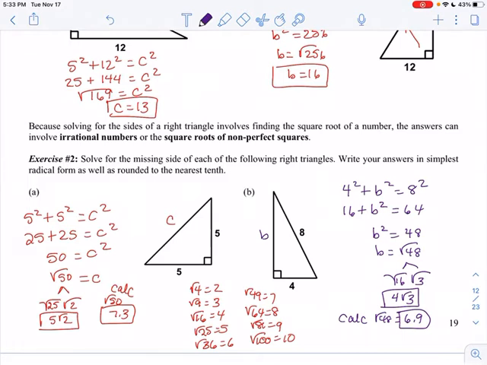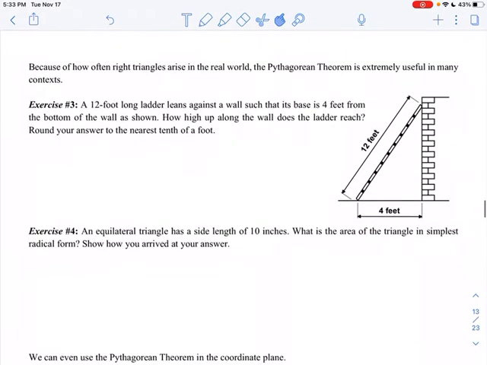Now, these are also some real-life kinds of problems that we have with the Pythagorean Theorem. So if we look on the next page, I have a 12-foot long ladder. The ladder is the thing that's leaning right here against the building. That's my hypotenuse, and that's 12 feet. It's leaning against a wall such that the base is 4 feet from the bottom of the wall.